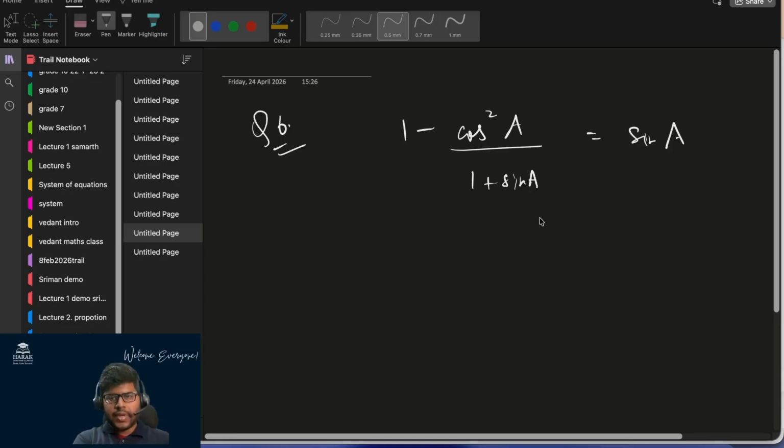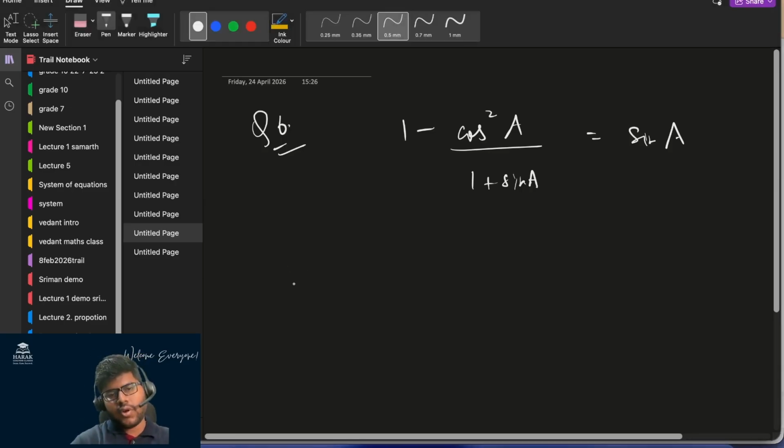What I explained in the last class, remember, is that in order to tackle such proof questions, we either need to make LHS equal to RHS or RHS equal to LHS. That means whether I start with LHS or RHS, I can move from one side to the other, or I can solve both of them and reach some middle point in which both are equal. So we need to solve this.